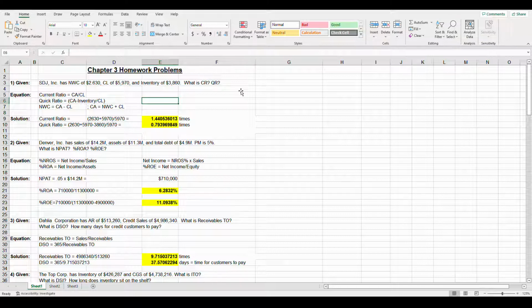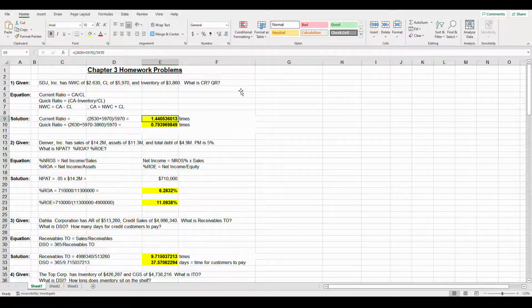Our net working capital is equal to current assets minus current liabilities. So to solve for current assets, I would have to switch that formula around: net working capital plus current liabilities. My current ratio then, using the numbers given, is 2630 of net working capital plus 5970 of current liabilities, and divide that total numerator by 5970, current assets divided by current liabilities. And I get 1.44 times. I have dollars divided by dollars, which translates to times. My current assets are 1.44 times my current liabilities.